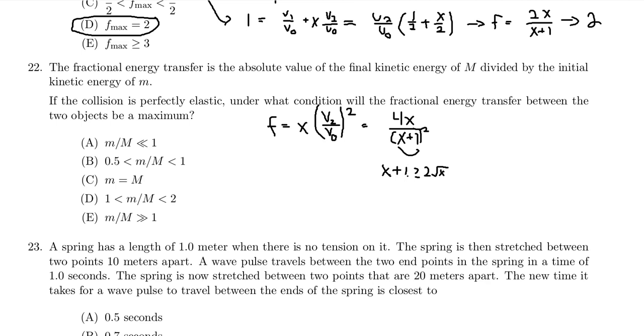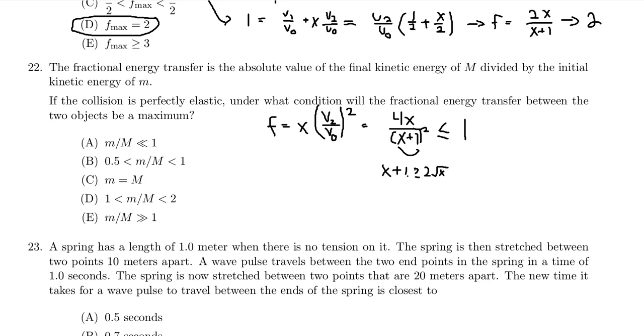And so if I replace x plus 1 with something smaller, if I make the denominator smaller, then I'm making the entire fraction bigger. So this will be greater than or equal to. Now, if I square 2 square root of x, I'm just going to get 4x. So you see that f is less than or equal to 1.